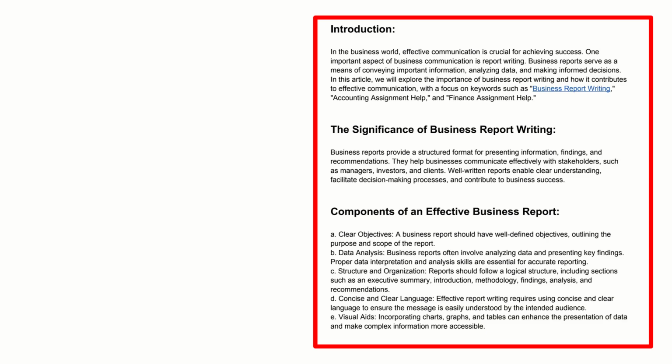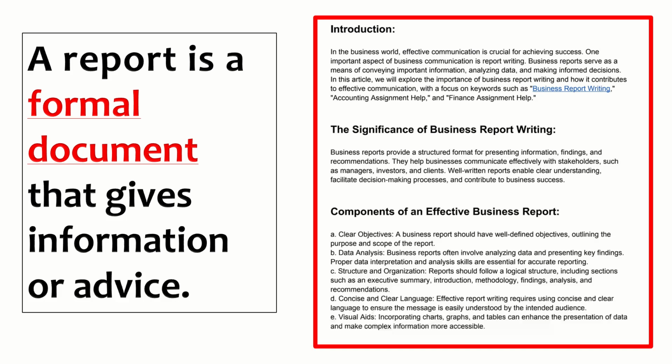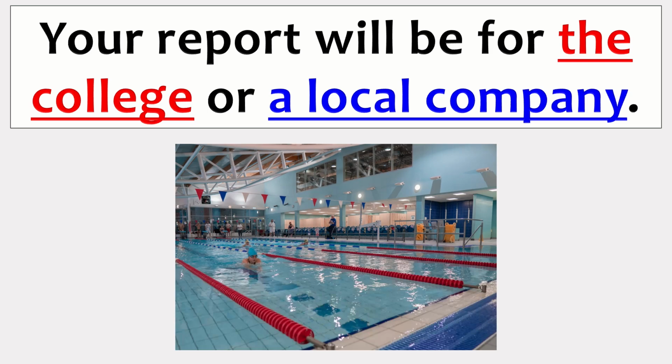So what is a report? Well, it's a formal document, and we'll go back to that term in a minute, that gives information or advice. So the idea is you look for 3 or 4 ways for the company to improve, and whatever solutions you give them to improve, or whatever advice you give them, the idea is they will follow what you say. So for the GCSE English Language, the report will either be for your school or college, or it will be for a local business.